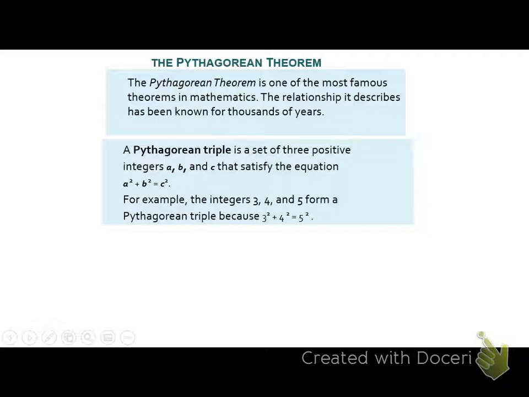So 3 whole numbers, W-H-O-L-E, that satisfy a squared plus b squared equals c squared.